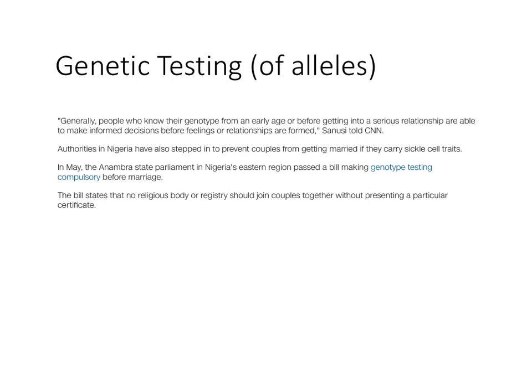And so it says things like, in May, the state parliament in Nigeria's eastern region passed a bill making genotype testing compulsory before marriage. This is what prompted me to ask, is it okay to have genotyping before you decide who to have kids with? Well, in some parts of some countries, apparently now it's the law that you should or need to.